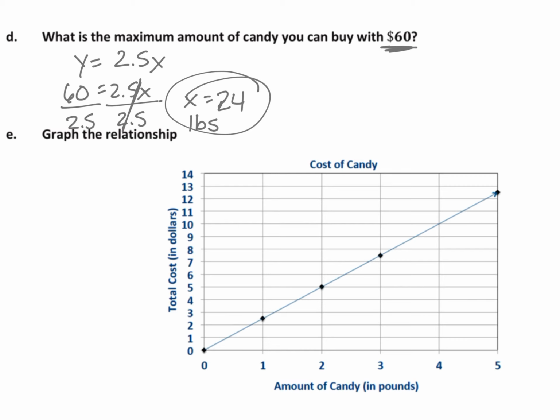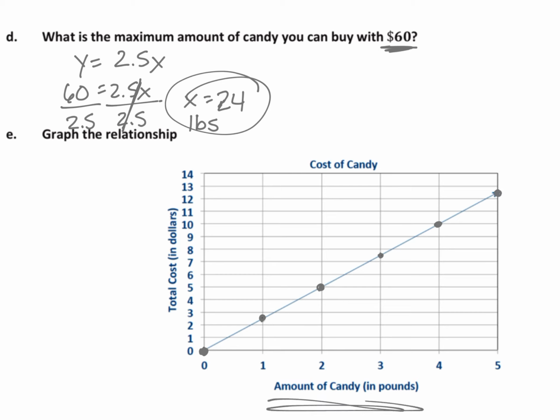E says graph the equation. So for 0 pounds of candy, it costs $0. For 1 pound of candy, it costs $2.50, which is between 2 and 3. For 2 pounds of candy, it costs $5. For 3 pounds of candy, it costs $7.50, which is in between 7 and 8. For 4 pounds of candy, it's going to cost $10. And for 5 pounds of candy, it's going to cost $12.50, between 12 and 13. There we go.